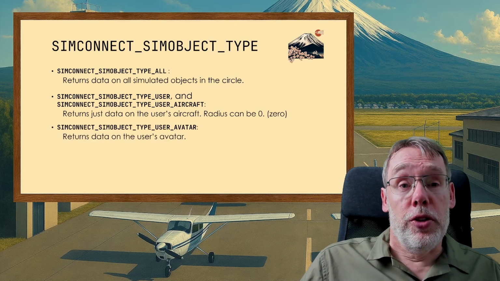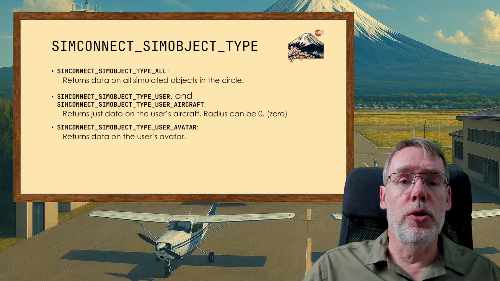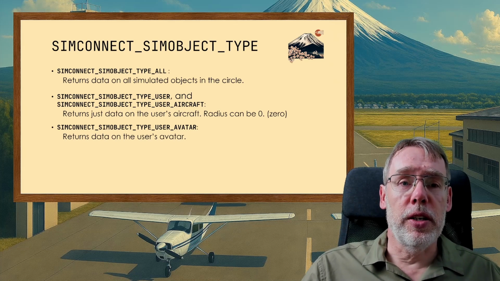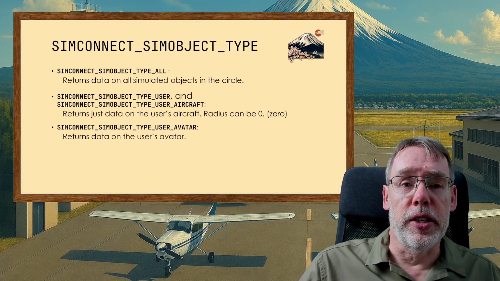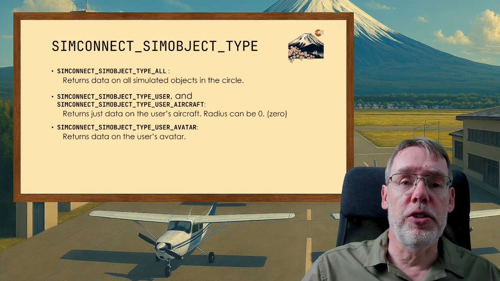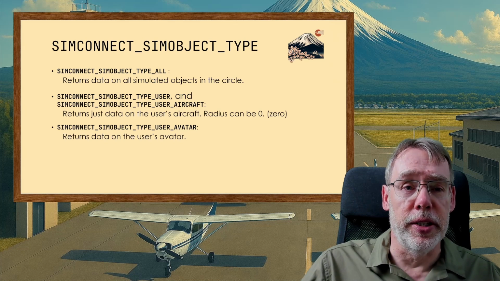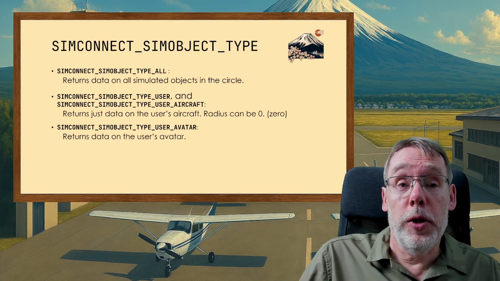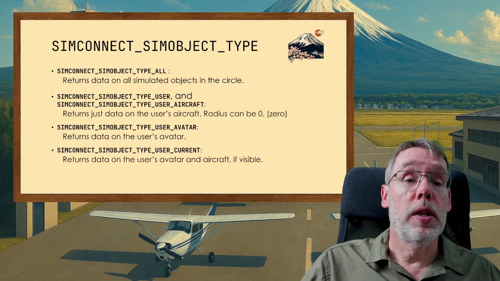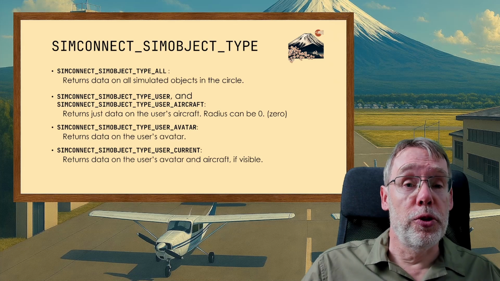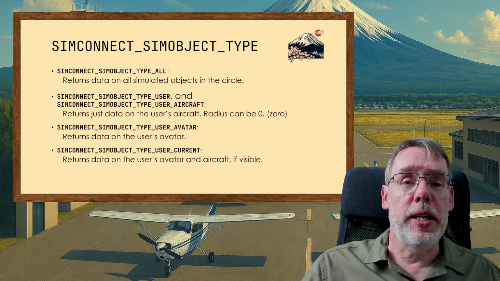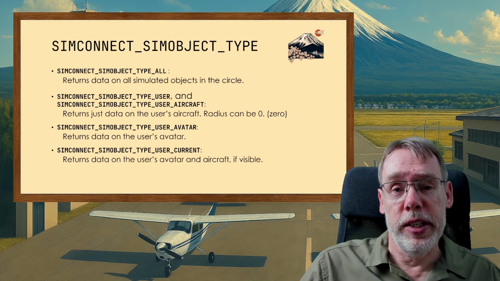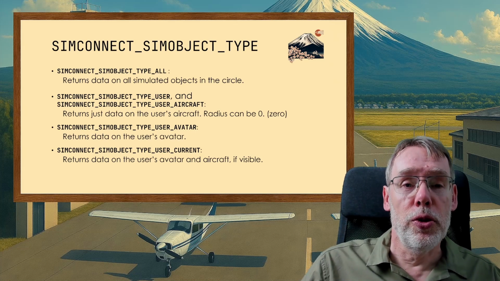The other one, which is new for 2024, is user avatar. If you are currently walking around the aircraft, then you have an avatar in the system, and the information you receive will be about this avatar. If you're not using the avatar, then there will be no reply. And then, of course, we have user current, which is the easy way of saying, I don't really care whether or not I'm in avatar mode or in the aircraft. I want the user's location.